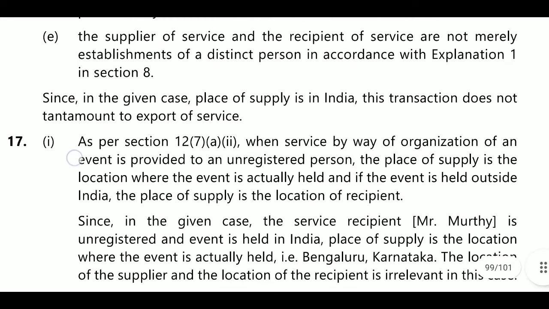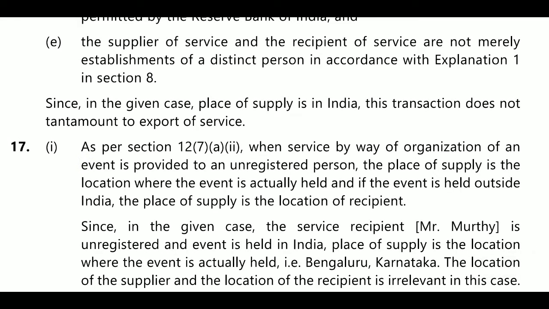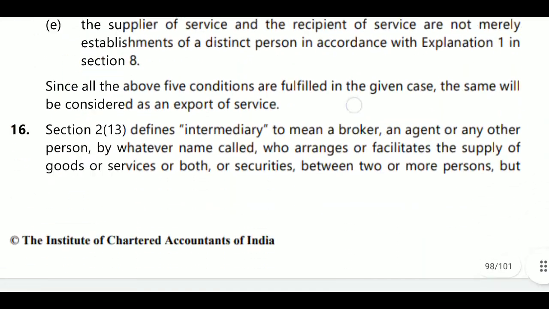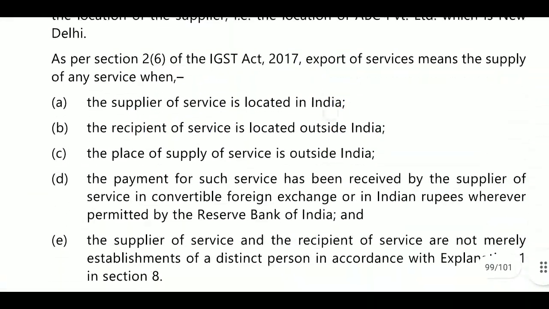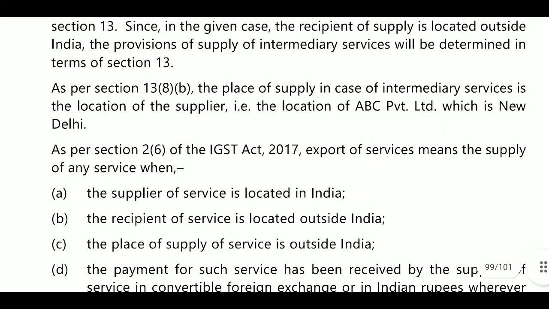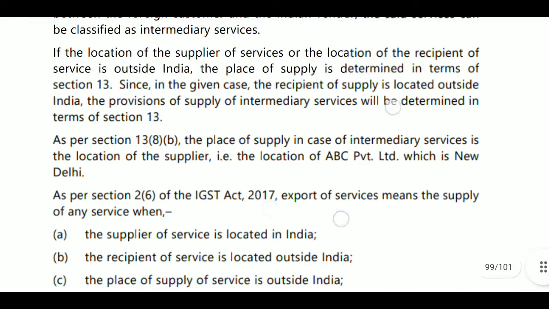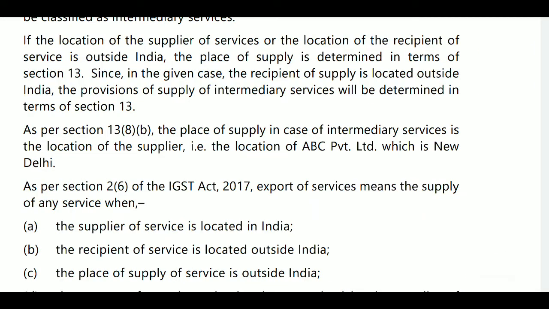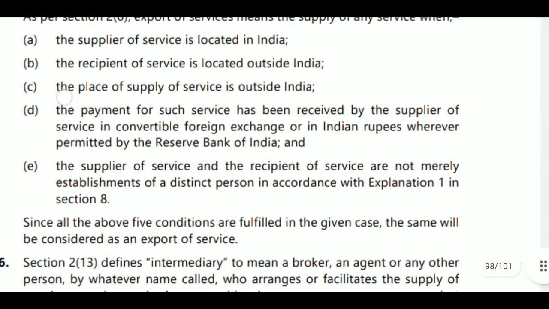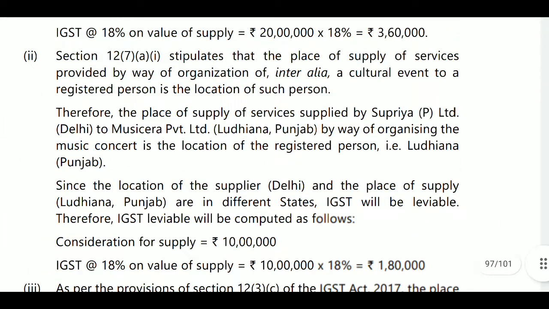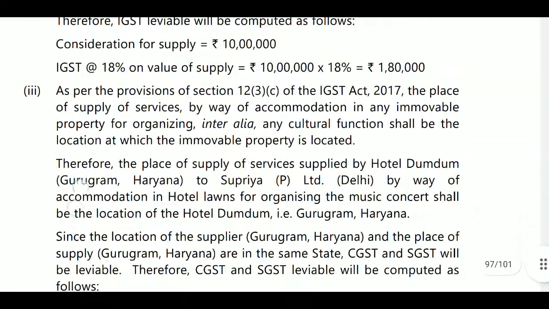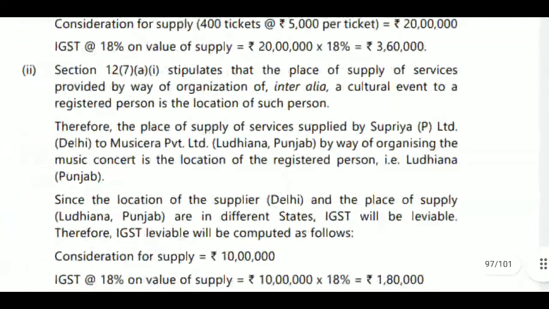Next, question number 7. Why is the place of supply in India? It is an intermediary service, so we are taking the location of the supplier. Here in this case, the location of the supplier is India. So when the place of supply is India, it will not be treated as export. In the previous case, the location of the recipient was taken, and the location of the recipient is outside India, so it is treated as export.